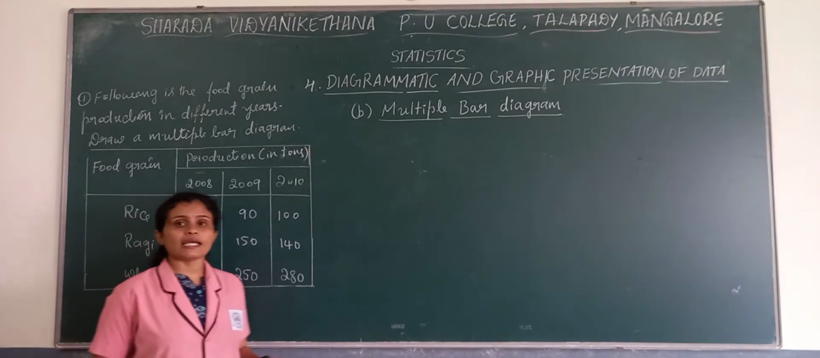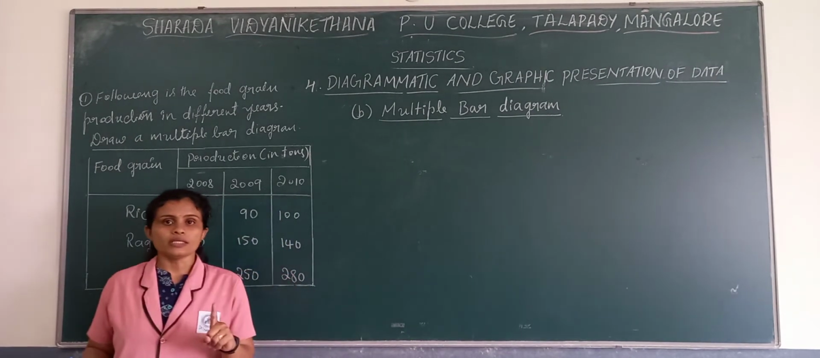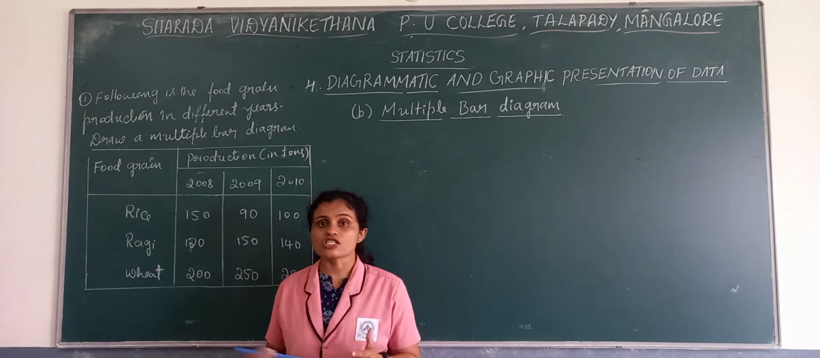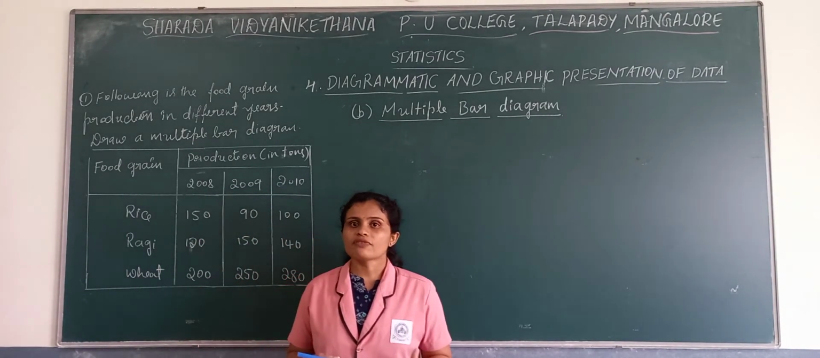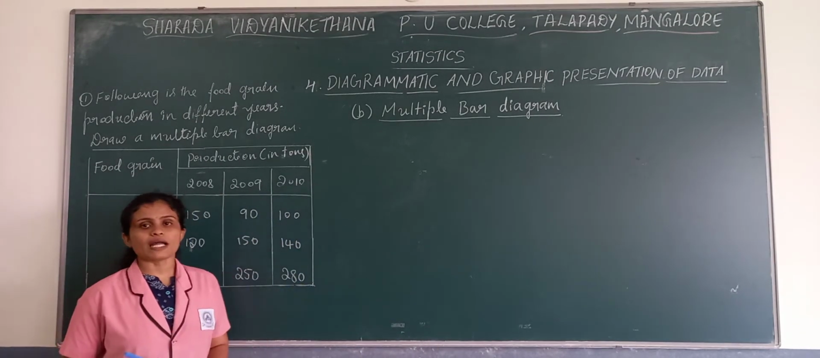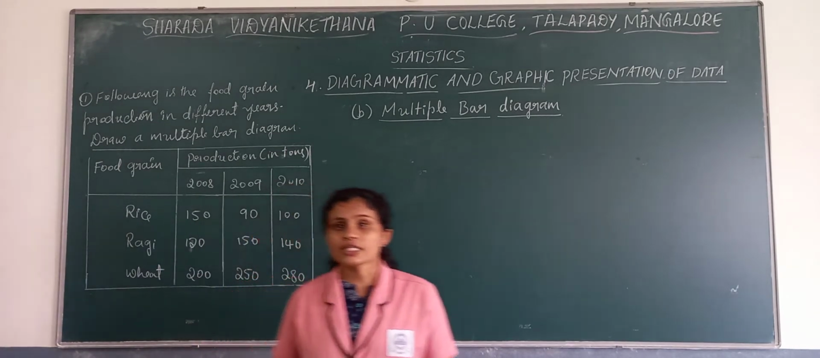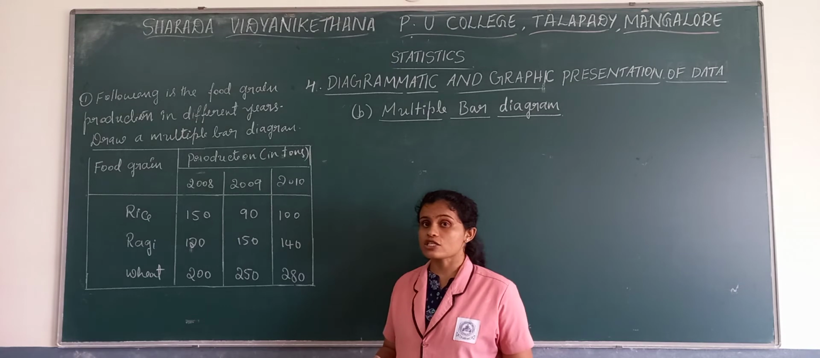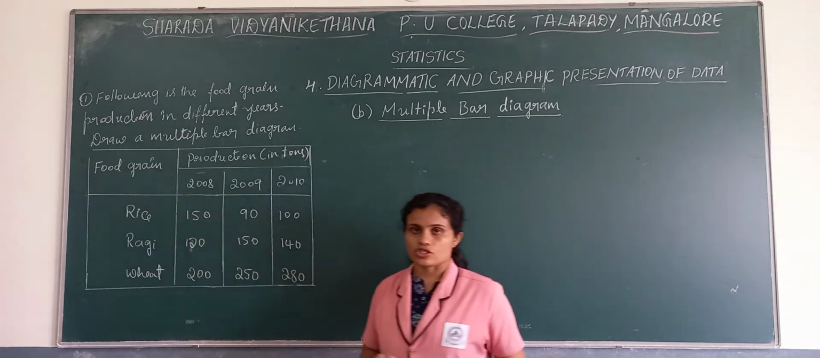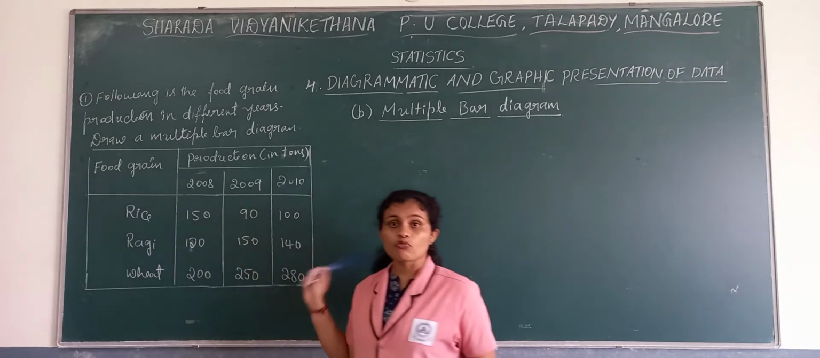So what is that multiple bar diagram? Here the word says multiple. Multiple means not one. Here we represent various sets of interlinked data. So multiple bar diagram is used to represent various sets of interlinked data. What is that various sets of interlinked data? See this example. Here food grains and production. Which are the food grains? Three food grains are given: rice, ragi, wheat.